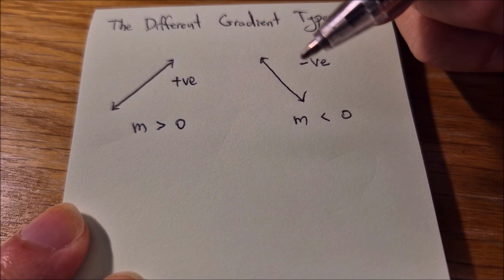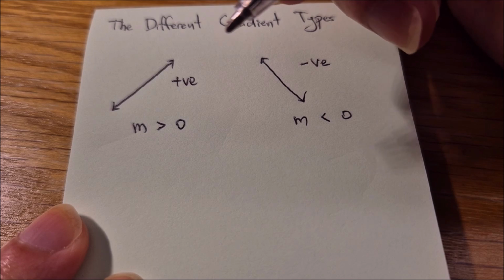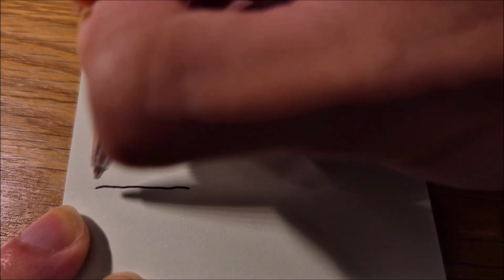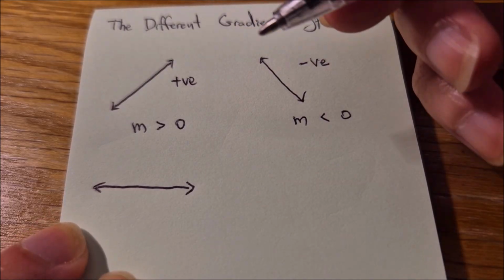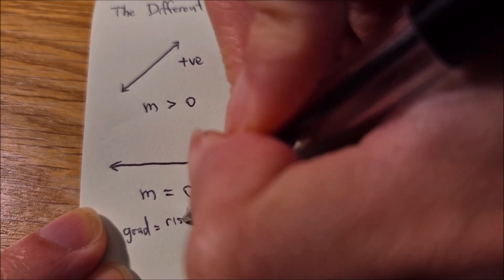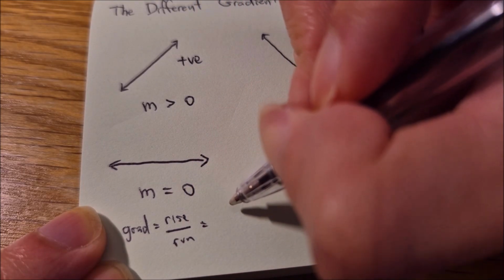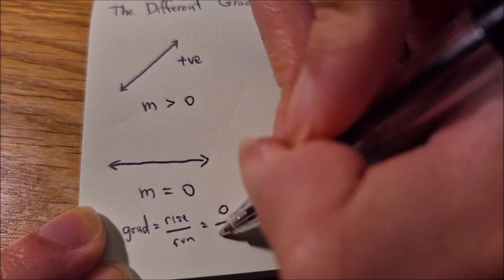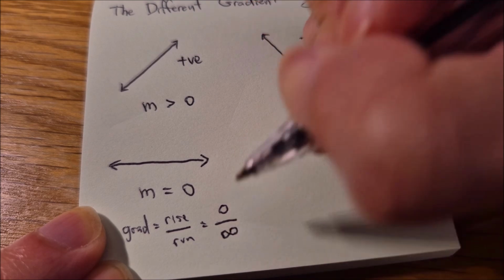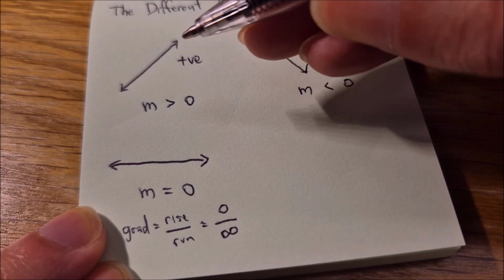There are these other cases where our line is completely sideways or completely vertical. If it's going completely sideways, then our gradient will be 0, because the gradient is defined as our rise over run, and our rise is 0, and our run would be infinite because it goes on forever, but there is no increase in the vertical direction.